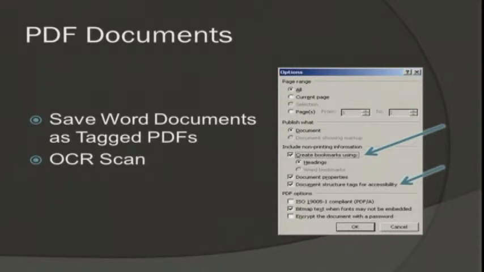Now, when you save your Word document to a PDF, you want to be sure you're saving it as a tagged PDF, because all of that work you just put into structuring it with headings will then carry on. When you go to Save As to select PDF, there's an Options button. If you click on that, you want to be sure that these things are checked: create bookmarks and document structure tags for accessibility.